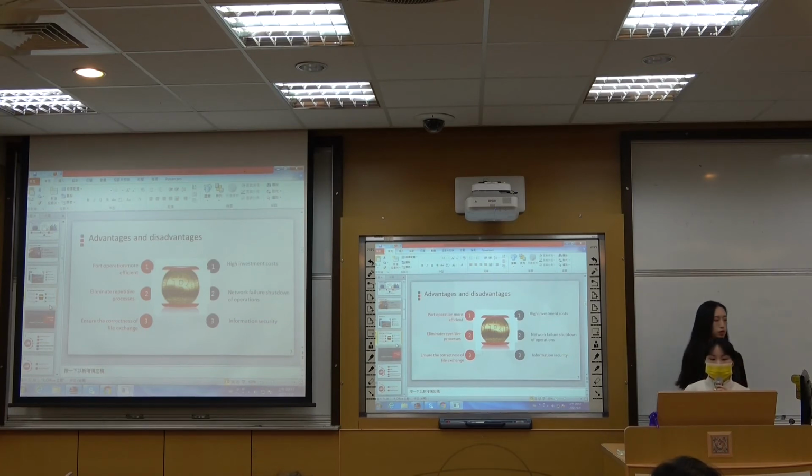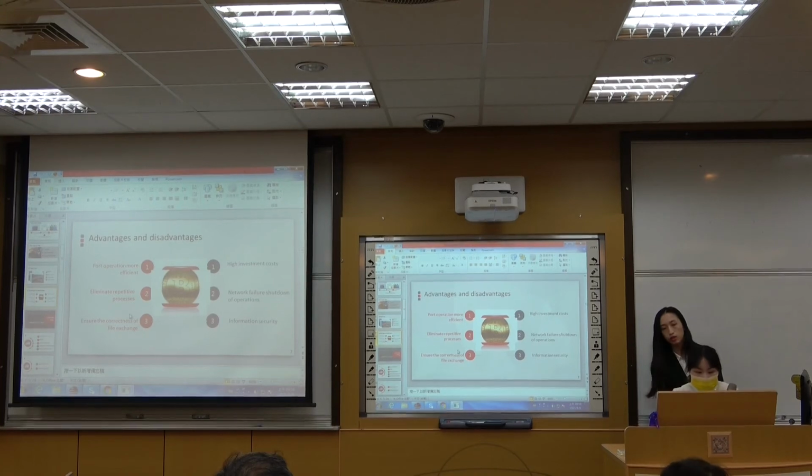Because they record on the sharing platform, the data is recorded on the sharing platform, ensuring the currentness of their exchange. The second one is to eliminate repetitive processes.